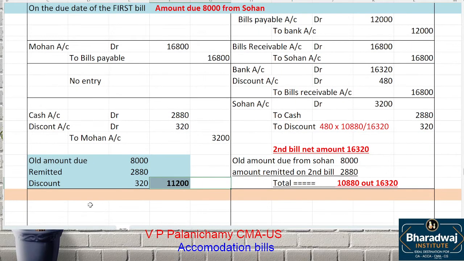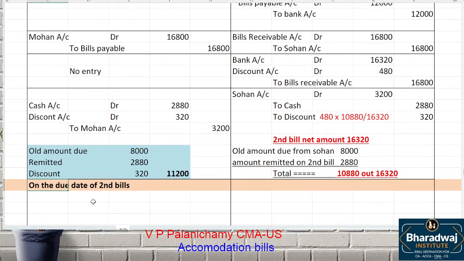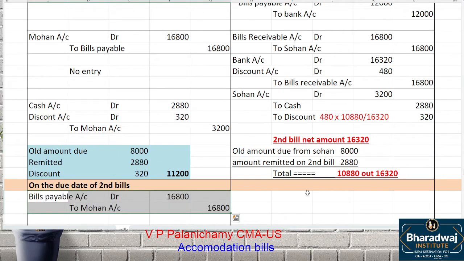Now the second bill is not paid. The second bill is cancelled. What is the entry we will pass? The usual dishonor entry. How do you cancel it? Bills payable account debit to Mohan account. The other party discounted the bill: debtors account debit to bank account. For you, bills payable account debit to Mohan.